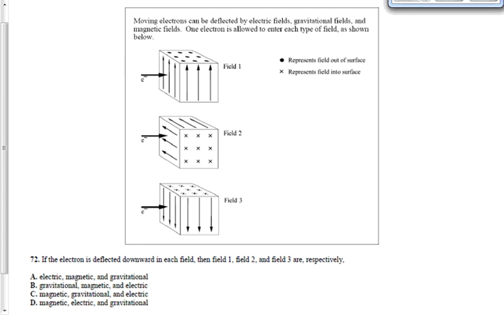I'll tell you which one I looked at first: gravity. You know why I looked at gravity? Because it's the easiest one. Gravity is the easiest one because if something has mass, it will be deflected in the direction of that field, right? We drop something, drop a pen, it never goes up. It always goes down as a result of gravity. So if we want this electron to be deflected downward as a result of a gravitational field, we need the gravitational field to point which way? Downward. So which one must be gravity then? Field 3 must be the gravitational field.